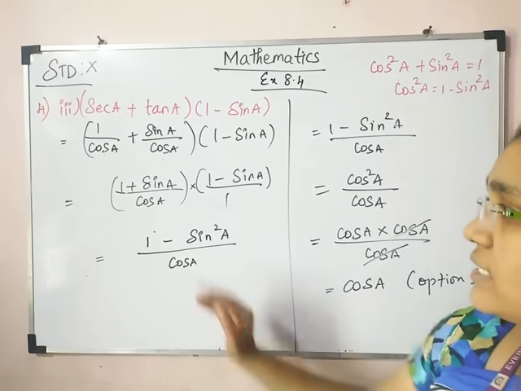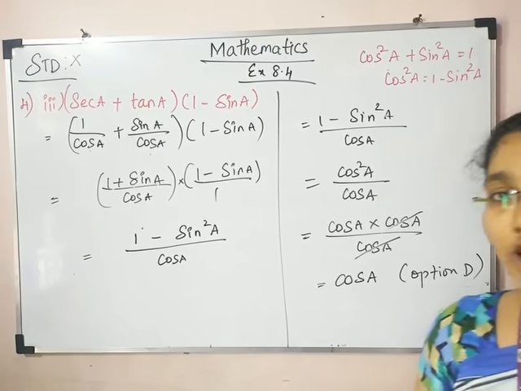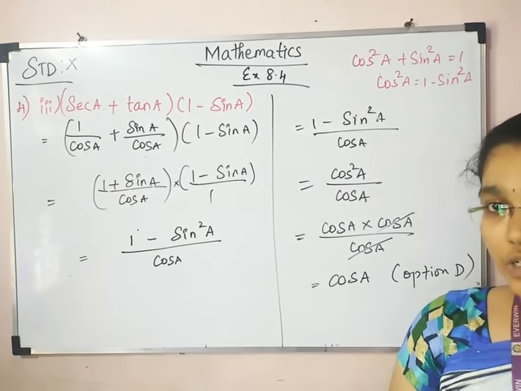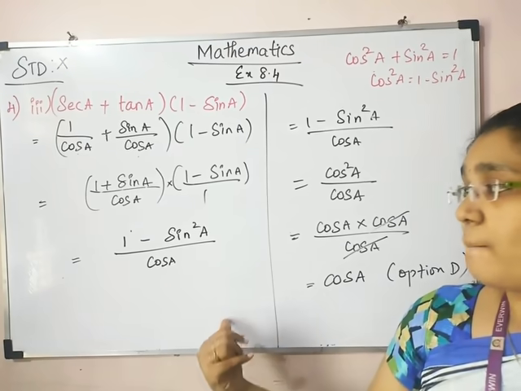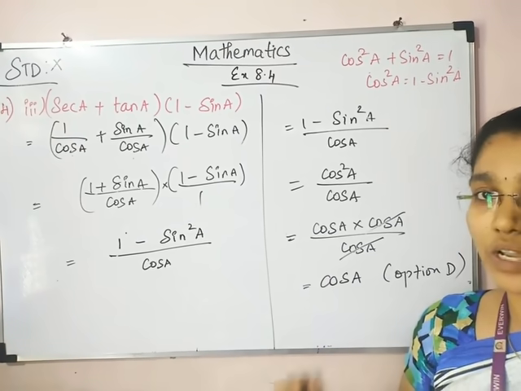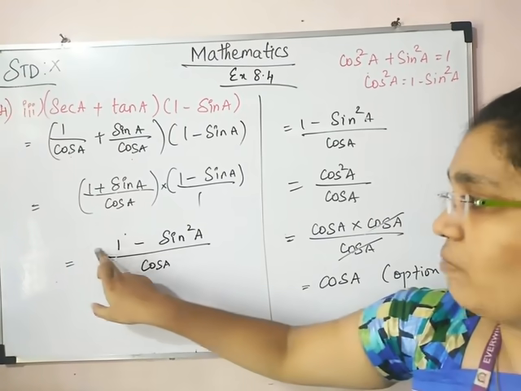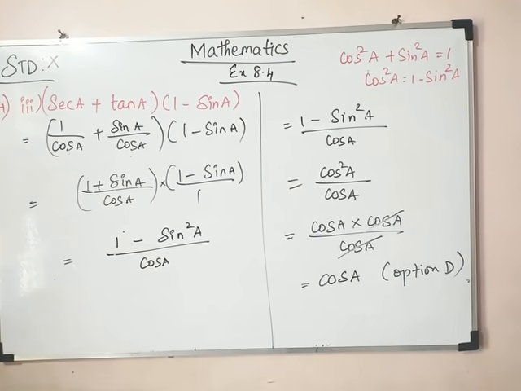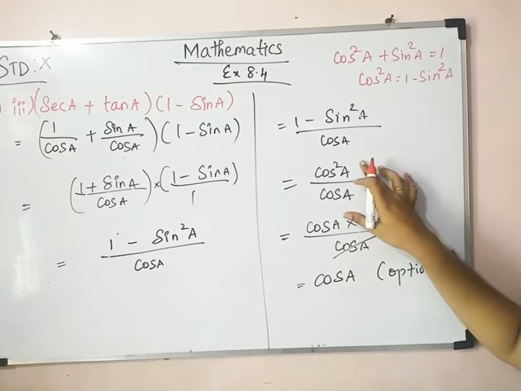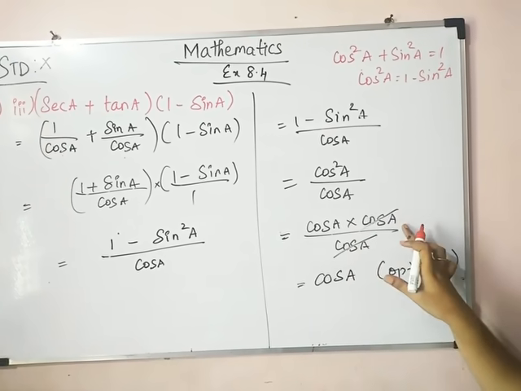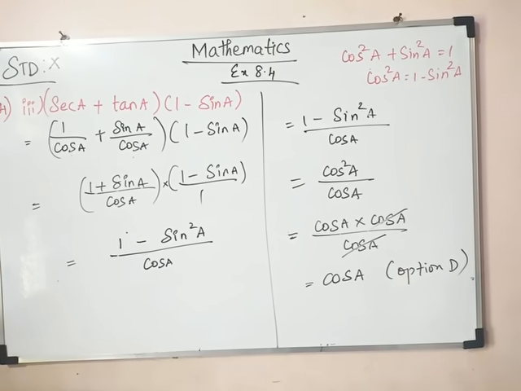So next step, multiplication of 2 terms. 1 plus sin A, 1 minus sin A, it is the form of A square minus B square. A plus B into A minus B, which is equal to A square minus B square. So 1 square minus sin square A, 1 square value remains 1. This 1 minus sin square A we can convert as cos square A by using this identity. So cos square A can be written cos A into cos A. So one cos A gets cancelled. So the remaining answer is cos A.